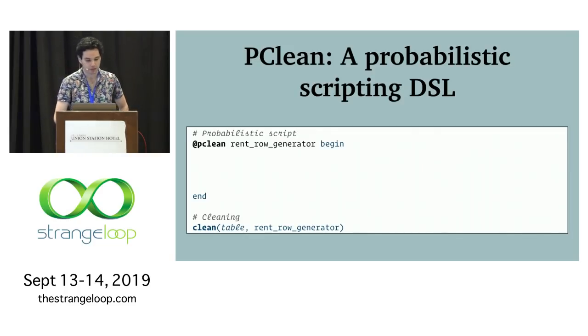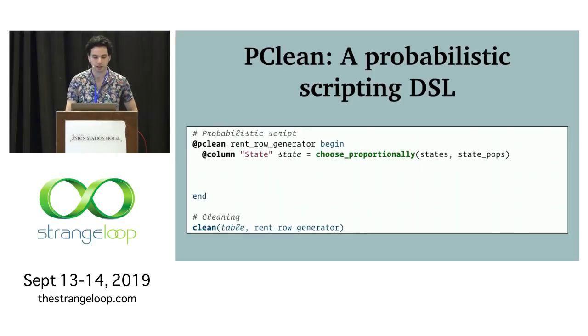What does this look like in code? We've created a little scripting language. It's embedded in Julia, and it's specifically for writing random generators of data, to encode domain knowledge. And once we fill in the blank lines here of our rent row generator, we're going to be able to call this clean function on a table and have it automatically clean the data. We'll talk about how that works as well, but let's look at how the simulator looks first.